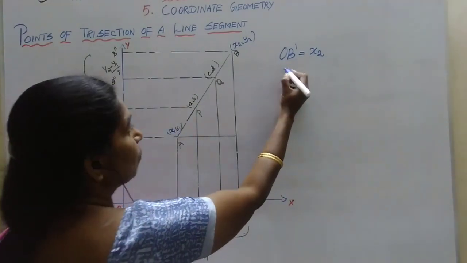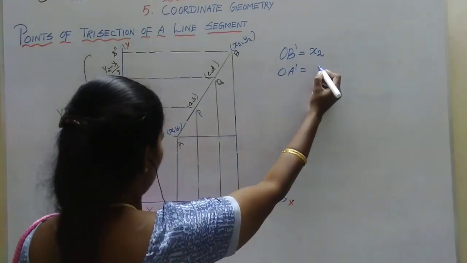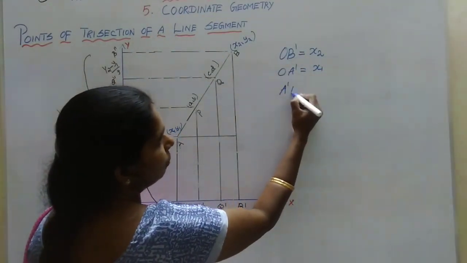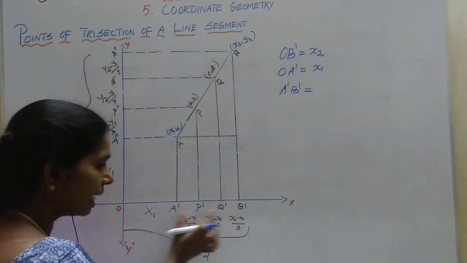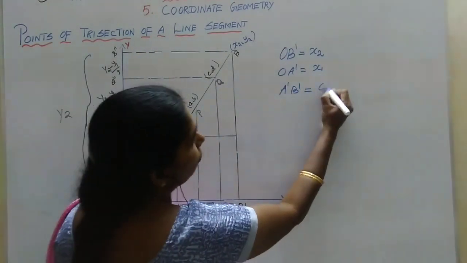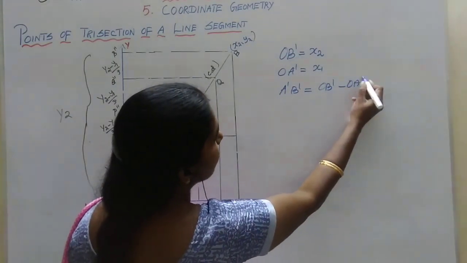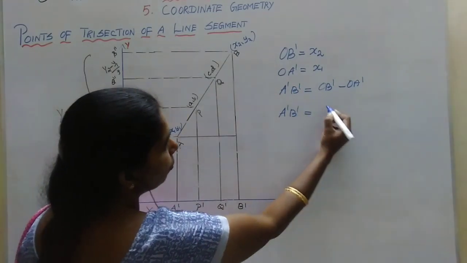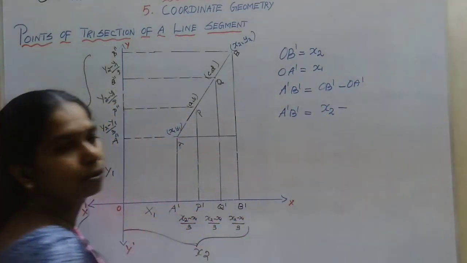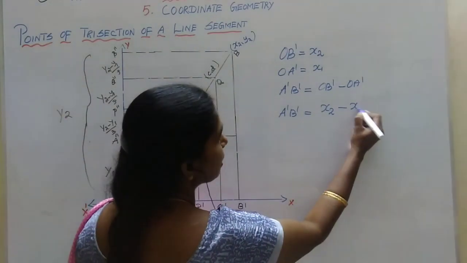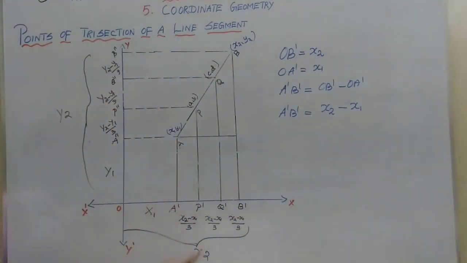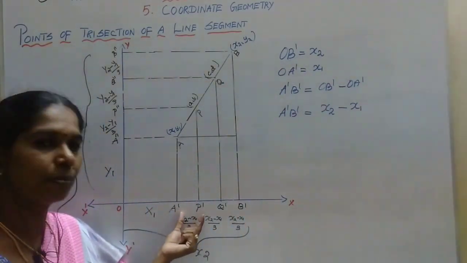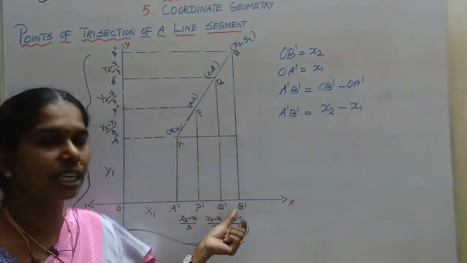Then OA dash is X1, so what is the length of A dash B dash? The A dash B dash length is equal to OB dash minus OA dash. Please write in your fair notebook. Now A dash B dash length is equal to OB dash, the full length X2, minus OA dash, which is X1. And in this A dash B dash, we are having trisection: A dash P dash, P dash Q dash, and Q dash B dash.